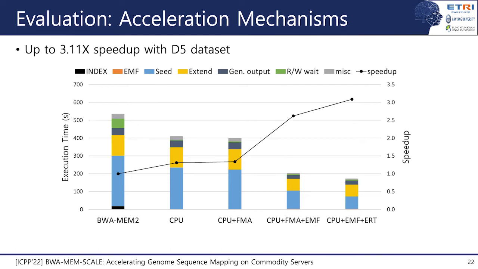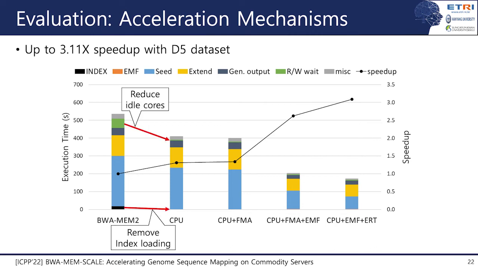RW wait indicates the waiting time for map stage due to the previous read and write stages. Let's see the first bar showing the execution time of BWA-MEM-2. There are some RW wait time and index loading time. In the second bar, our optimization techniques to exploit CPUs removes the RW wait time. Also, in-memory index store removes the index loading time. This results in 31% of performance improvement.